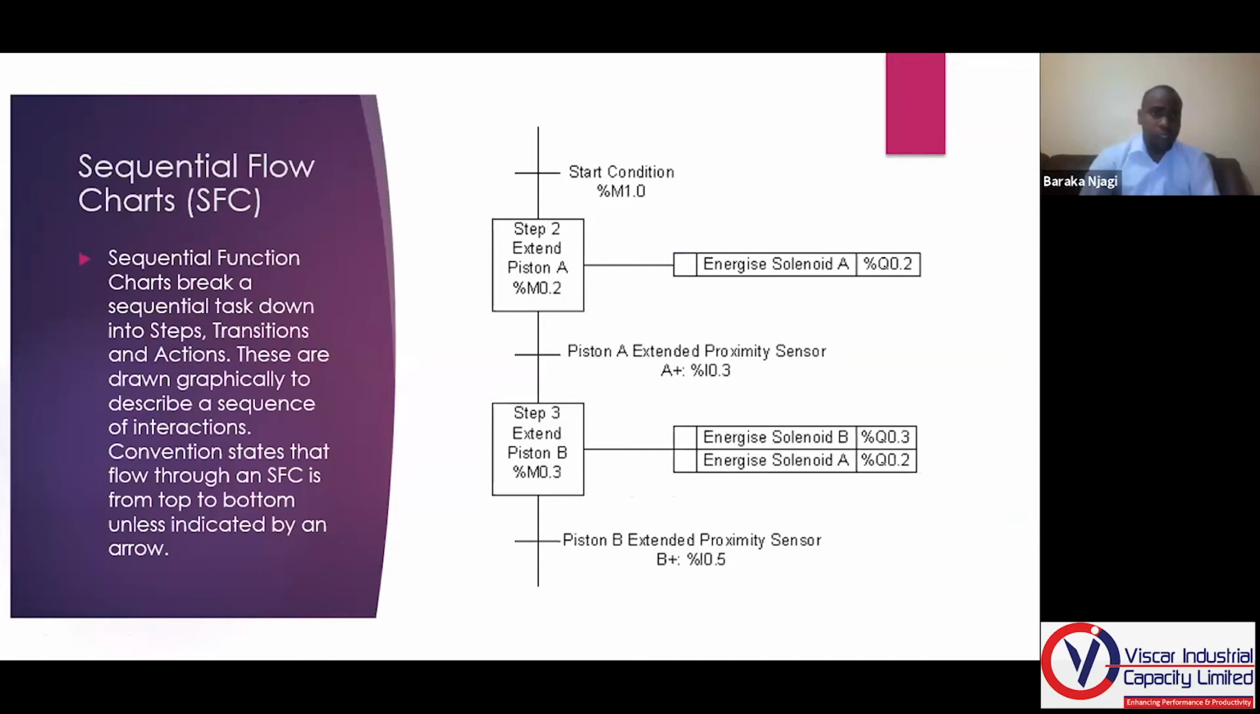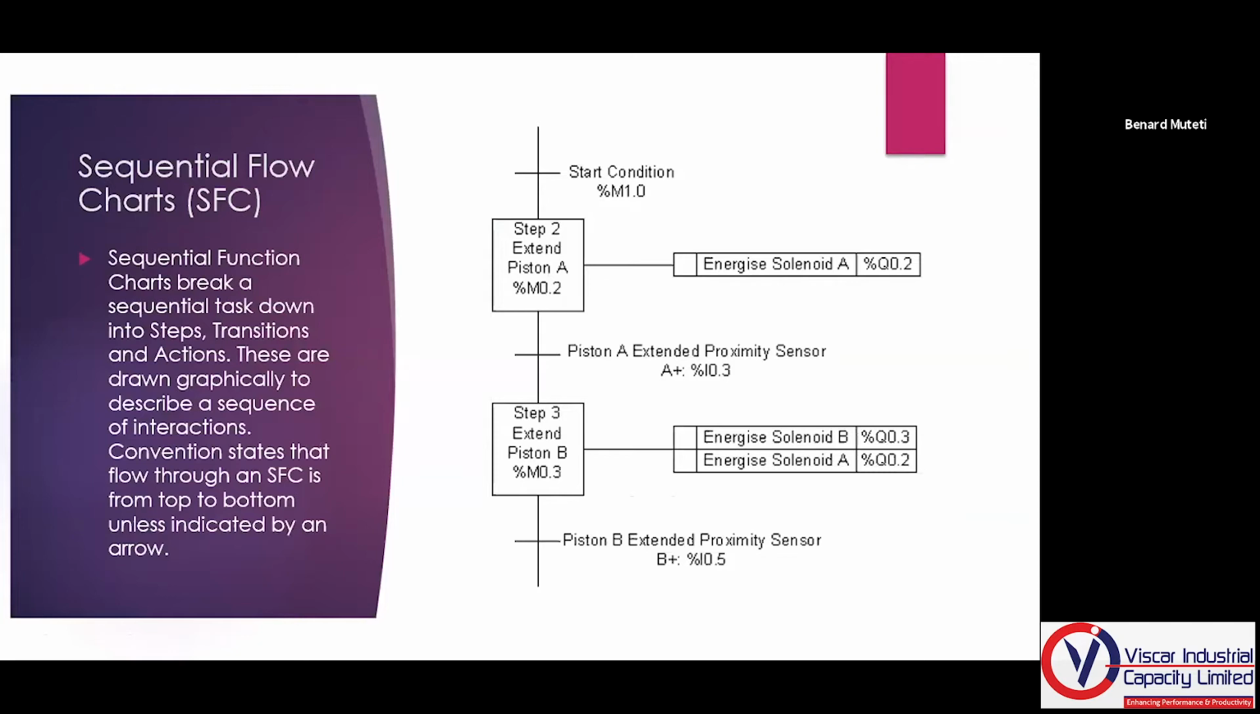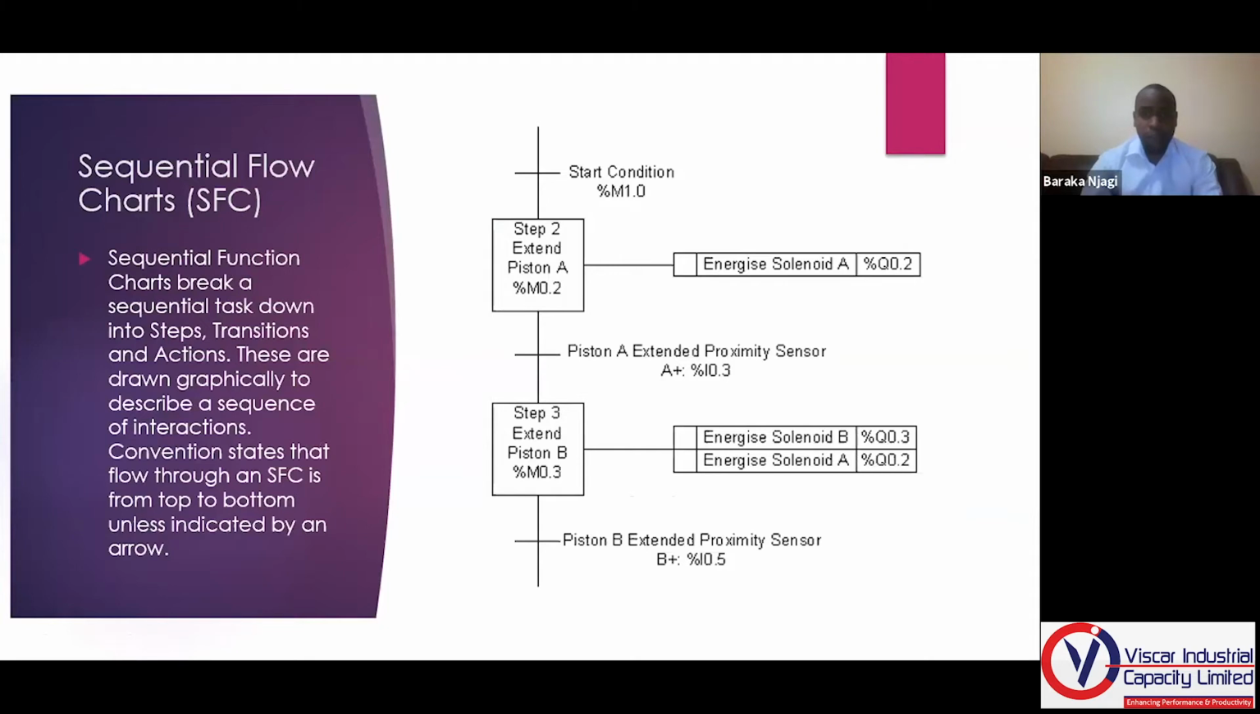Then there is what we call the sequential flowchart. Typically, like the flowchart you used in prior education, it is a step from step 1 all the way down, meaning step 3 cannot be done unless steps 1 and 2 have been actualized. These charts break down sequential tasks into steps. So if you were to move from point A to point D, then points B and C have to be actuated before point D is reached. As I have written there, convention states that the flow through an SFC is from top to bottom, unless indicated by an arrow. You have drawn your flowcharts in prior education, so it's the same principle.